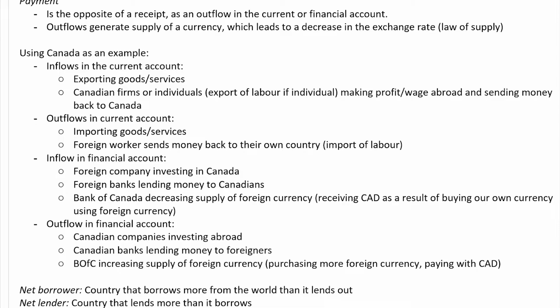Examples of inflows in the current account are exporting goods, exporting services, Canadian firms making a profit abroad and sending the money back to Canada, or an individual. Examples of outflows in the current account are opposite of the examples of inflows. So importing goods, importing services, or a foreign worker in Canada who sends money back to their own country. This is an import of labor, and the export that we've talked about earlier is called an export of labor.